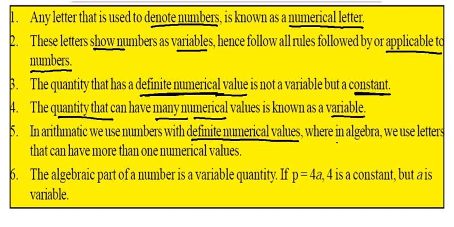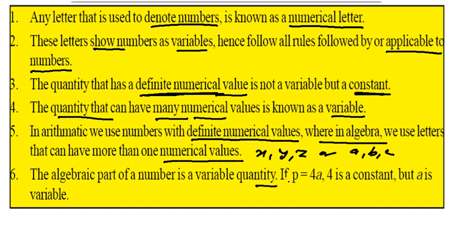Arithmetic has definite numeric values, but in algebra we use letters that can have more than one numeric value. That means x, y, z, or we can say a, b, and c also. The algebraic part of a number is a variable quantity. So if p is equal to 4a, then 4 is the constant. That 4 is a constant quantity, but a is a variable. So these are the rules.